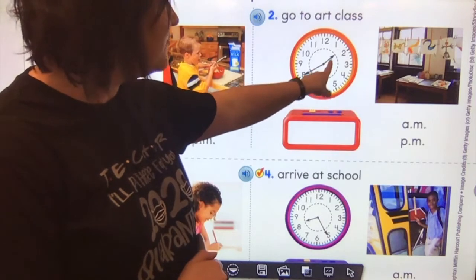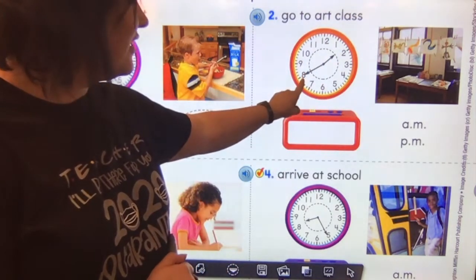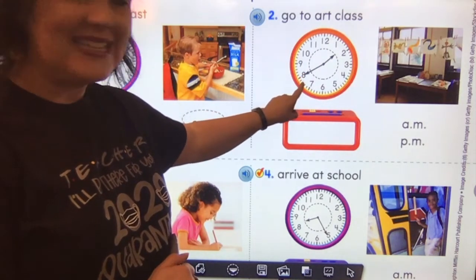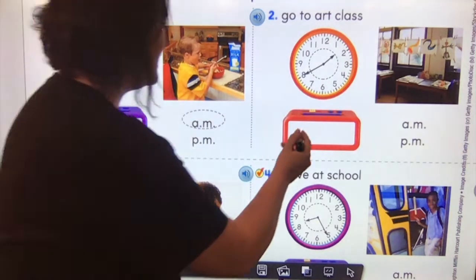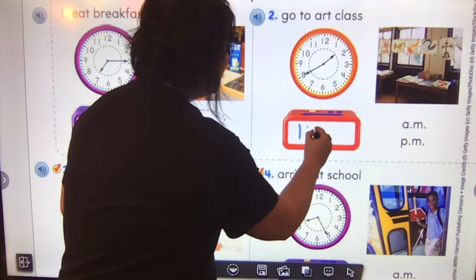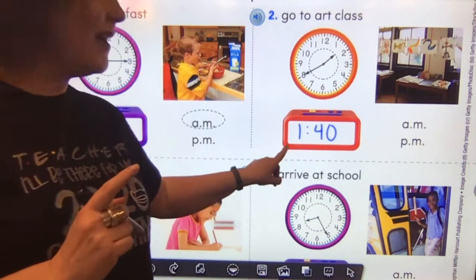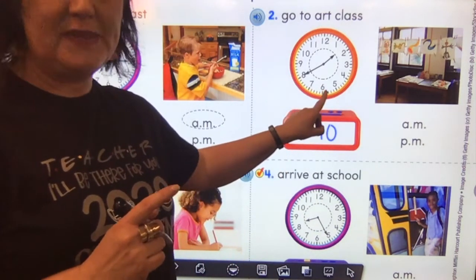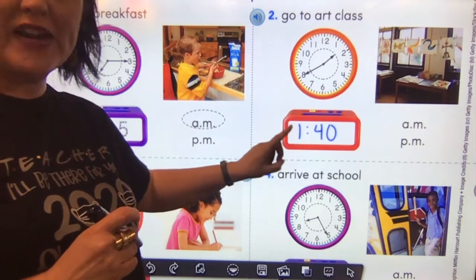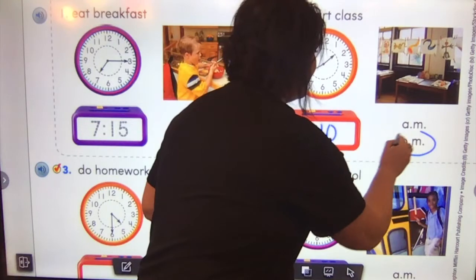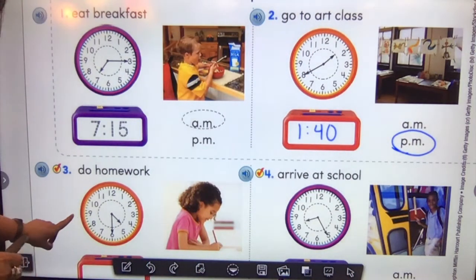Look at the hour hand between the 1 and the 2. So we know that it's 1. And then we have to look at our minute hand. It's on the 8. Start at your 6, 35, 40. So it is 1:40. Now that does not tell if it's AM or PM, but what do you think it would be? It's during school time. It would be 1:40 p.m. It's after noon.